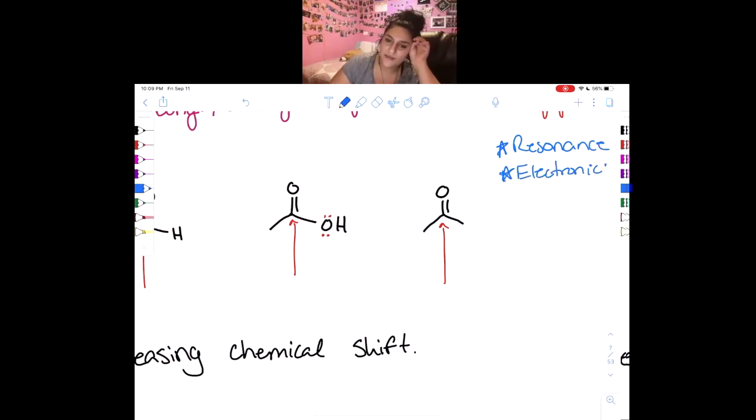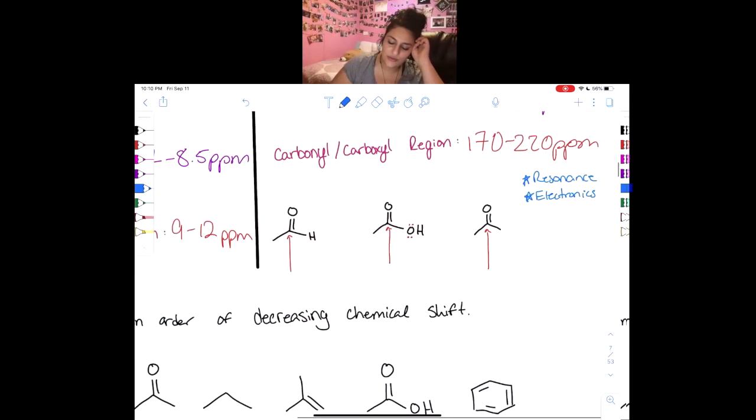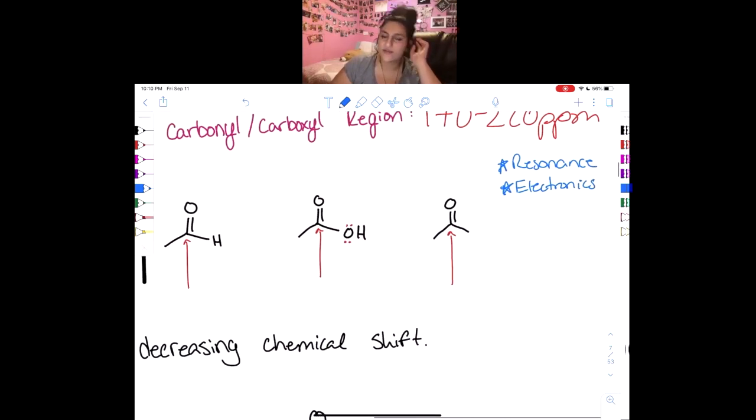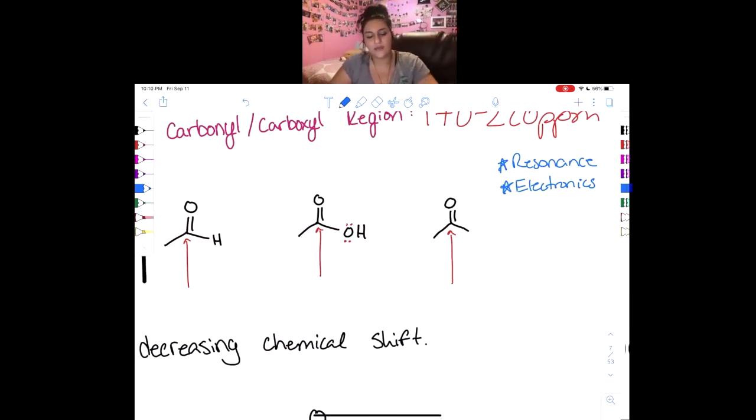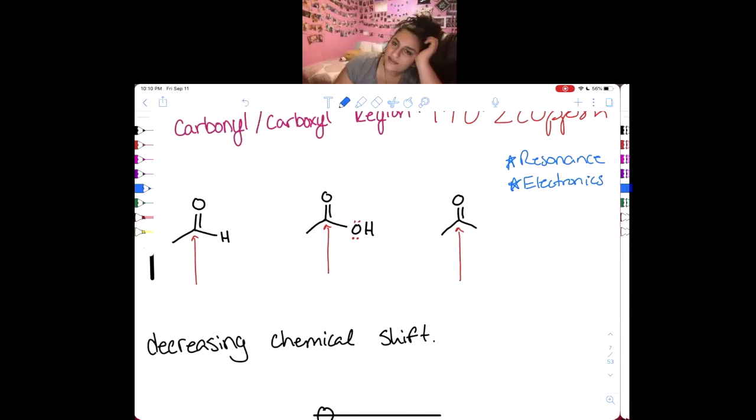These effects are going to be very important throughout the semester, especially now, because we're going to use those two ideas to tell us which one of these will be the most shielded and which one will be the least shielded. The way we are going to go about that is resonance should be most familiar to you. So we're going to do that first. Resonance is the movement of electrons. So the electrons are going to move between the two oxygens.